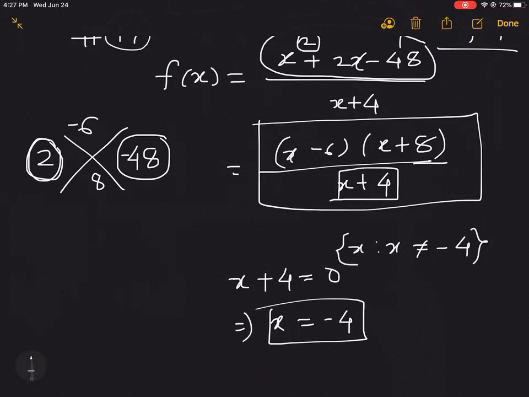Okay, next, write the function in the lowest terms. So can you reduce it anymore? Because if you can't, then this is the lowest term. But if you can, then you need to reduce it, because when the question says write this in the lowest term, you need to reduce that as much as possible. Can you reduce it more?